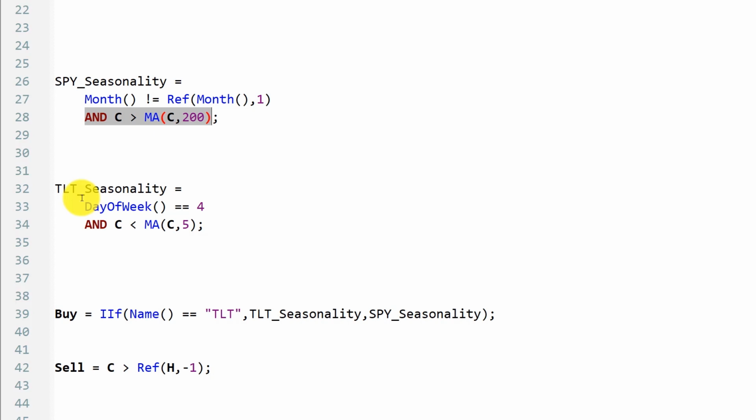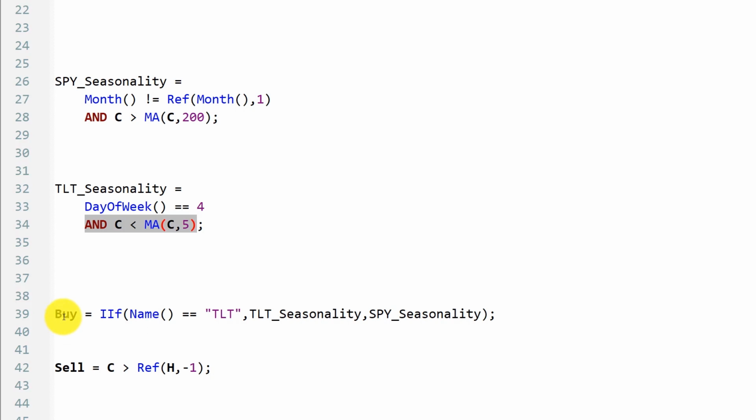The second seasonality edge lies in treasuries. The 20-year treasuries to be precise, which I'll backtest on TLT ETF. The edge here is similar but more frequent. We buy the TLT every Thursday at close. This condition is written on this line here. On top of this, the closing price has to be below the 5-day moving average, which is the second condition written on this line. So those were the 6 lines of code that cover simple seasonality trading edges in the treasuries and the stock market.